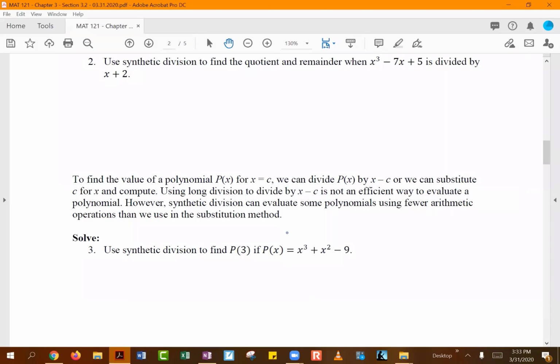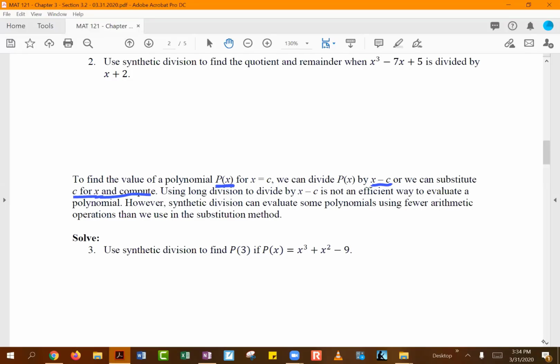So they are saying to find the value of the polynomial p of x for x equals c, we can divide the polynomial p of x by x minus c, or you can basically just substitute the value of c for x and do your computation. That would basically be just putting in whatever this number c is for the x value in your polynomial and solving it that way.